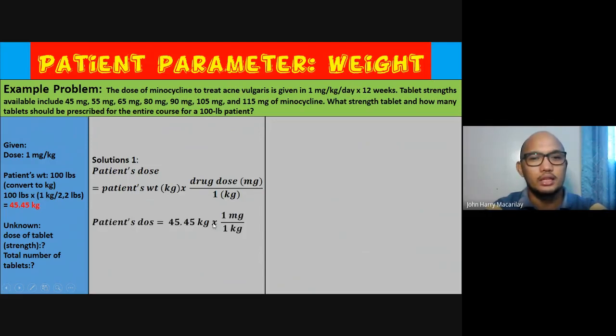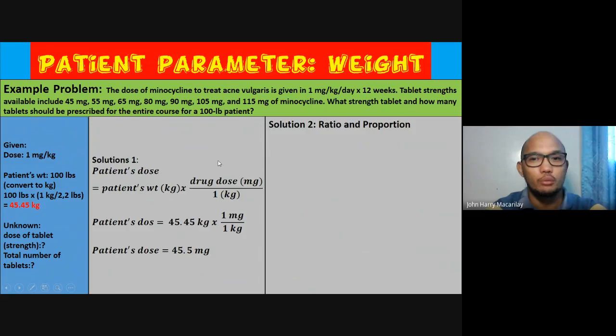45.45 kilograms times 1 milligram over 1 kilogram. Cancel the unit of kilogram. What's left? It's just a milligram. The answer now is 45.5 milligrams. So according to the available preparation, the nearest that we will use is actually the 45 milligram.